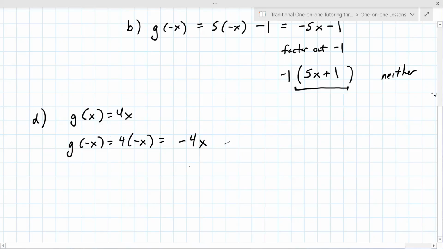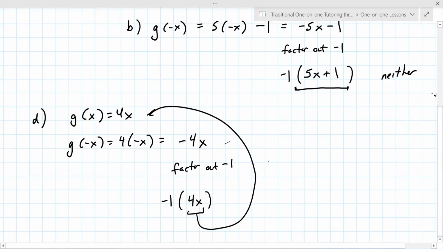So the next step is to factor out negative 1. This becomes negative 1 times 4x. You just change the sign of whatever's here. Is that the same as the original? Yes. So that makes it odd. So the answer is D. The progression is it's either even, or it's odd, or it's neither.